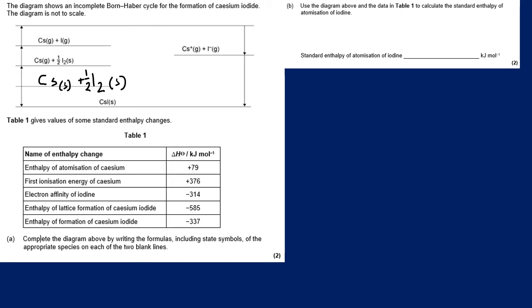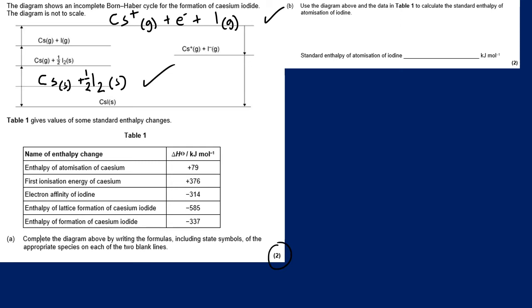And finally, the top row needs to be done. So the top row is going to be our metal gaseous ion. In this case, it's a +1 ion because it's in group 1. We must put the electron in there to show the electron's being removed, and the iodine will still just be a gaseous atom at this point. So must have state symbols, must have the electron on that top row. Okay, there's 1 mark for each correct row. 2 marks.